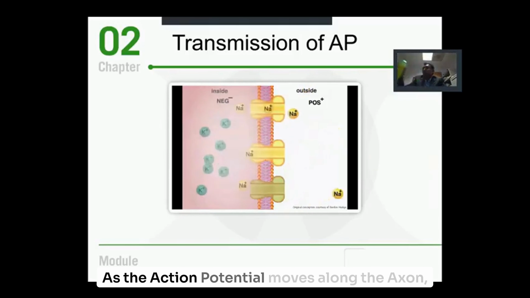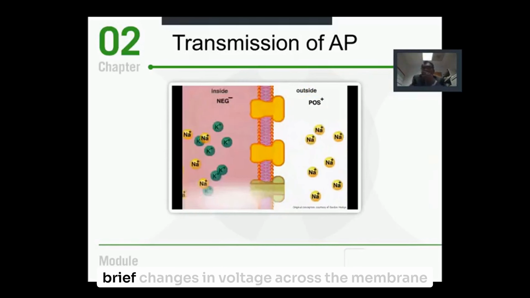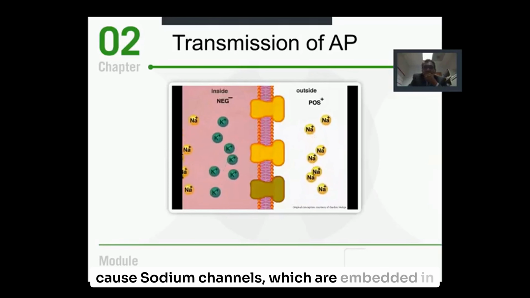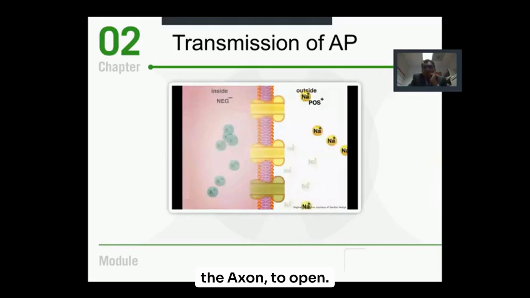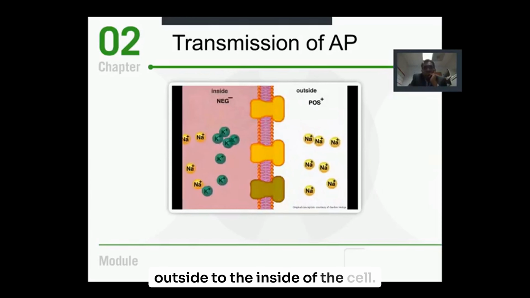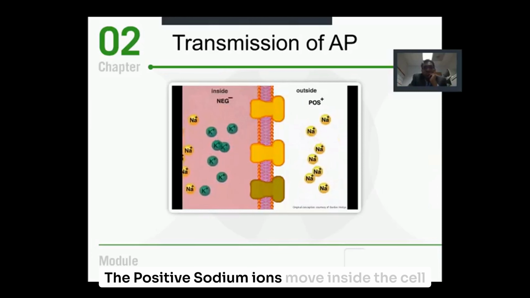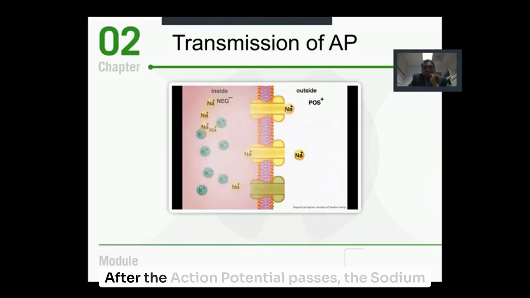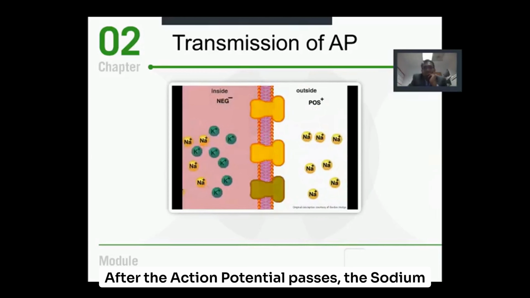As the action potential moves along the axon, brief changes in voltage across the membrane cause sodium channels, which are embedded in the axon, to open. Positive charged sodium ions move from the outside to the inside of the cell. The positive sodium ions move inside the cell because they are attracted by its negative charge. After the action potential passes, the sodium channels close.